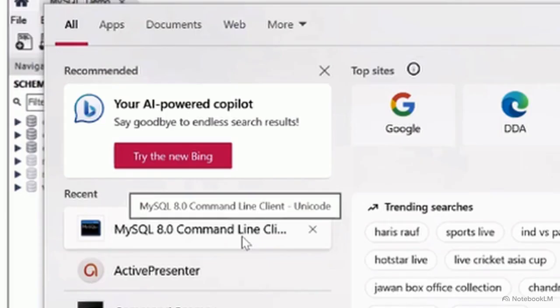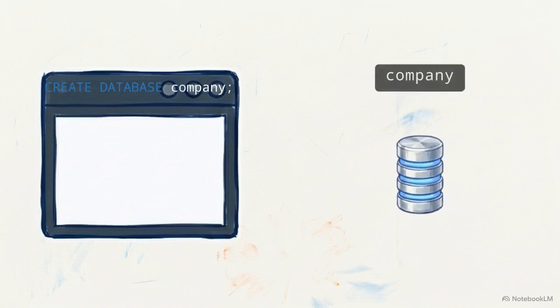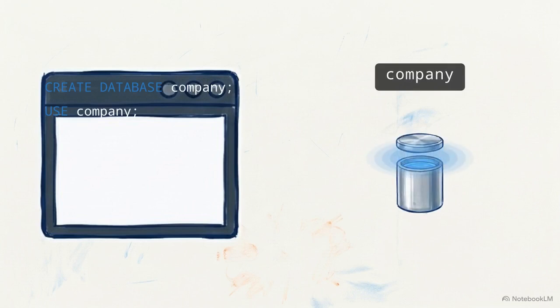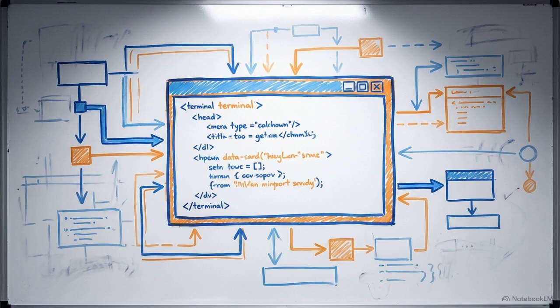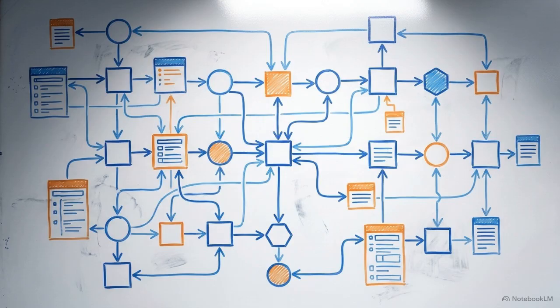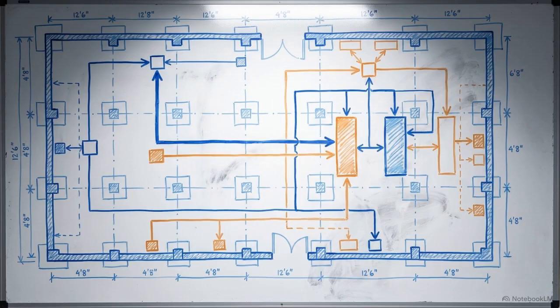To build our own system, open the Windows search menu and select the MySQL 8.0 command line client. As you can see in this diagram, we start by typing Create Database Company. Then we type Use Company. This opens up a fresh, empty container ready to hold our tables. Establishing this environment is the first step in moving beyond static files and building a system where data stays organized and interconnected.